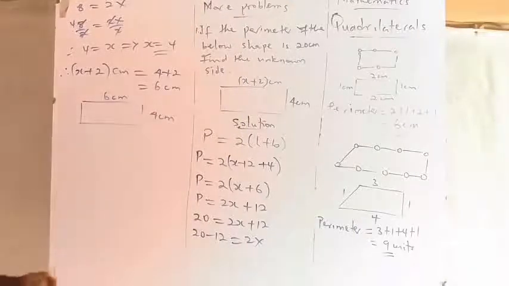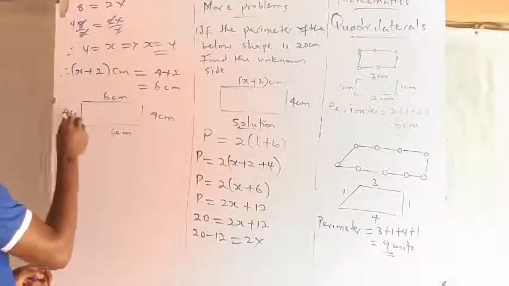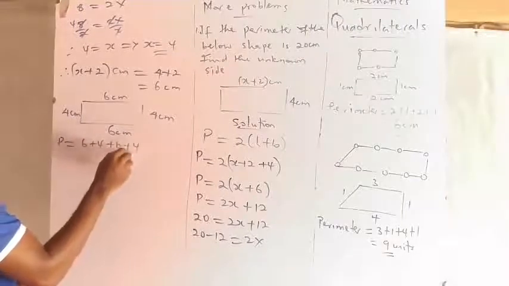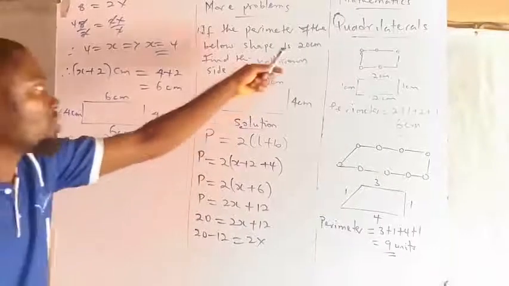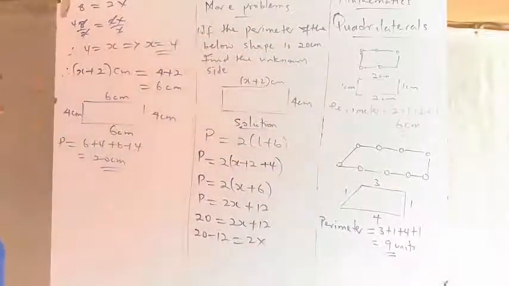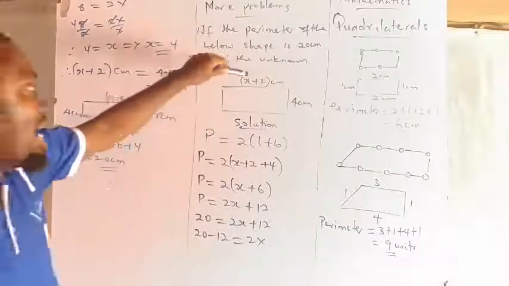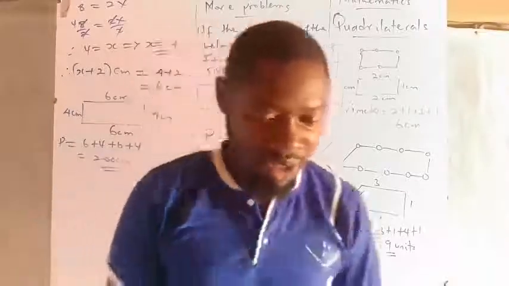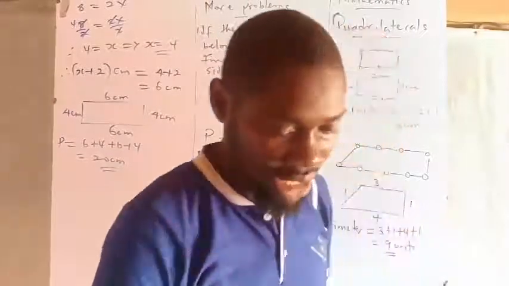Now let's verify if our answer is correct. If you choose to complete it by 6, here by 4, add everything together. Perimeter is 6 plus 4 plus 6 plus 4. I'll give you 20 centimeters, which was the actual perimeter given to us in the question. So you can see our answer is 6 centimeters. So this part, which is the unknown, is actually 6 centimeters. This is how you deal with problems that have to do with issues that are in that form.